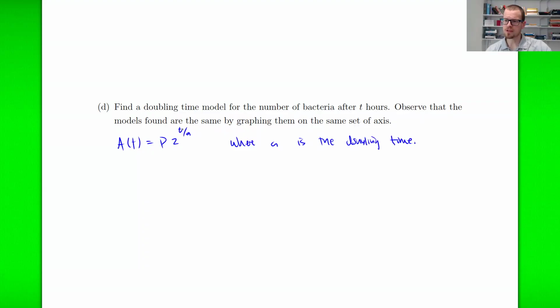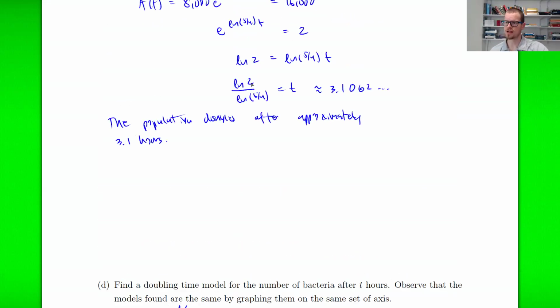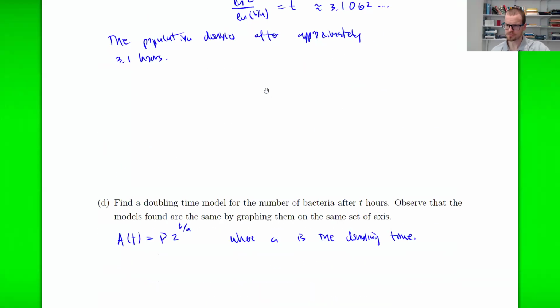This should make sense for us because when t is equal to a, we would have a over a, and the population doubles, right? 2 to the first is just 2. Population doubles. All right. So we don't have this precisely at this time. If we wanted to find that doubling time model, well, actually, we do have this precisely, right? We just found the doubling time, natural log of 2 over natural log of 5/4.